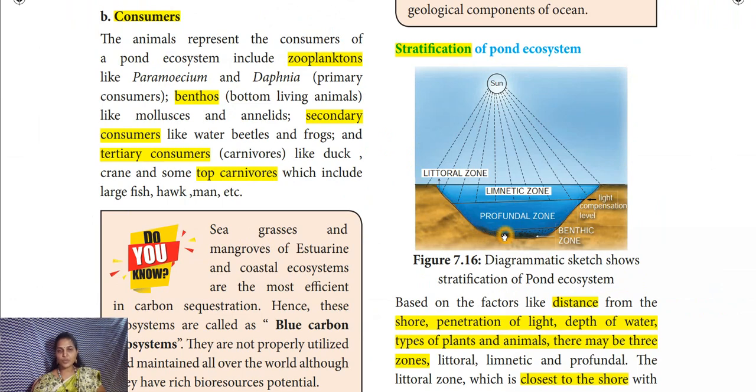So you should know that stratification means how we divide the pond ecosystem zone-wise: littoral, limnetic, profundal and benthic zones. This is based on the penetration of sunlight, the distance from the shore, the water level in the pond, and the organisms present in the ecosystem. Based on that, we have this stratification of the pond ecosystem.